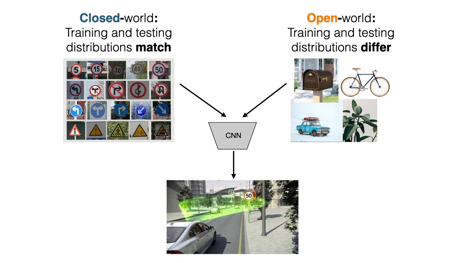In a closed-world setting, it's often assumed that the training and testing distributions match each other. In the open world, a car may encounter objects such as a bicycle that is not in the training categories. Being able to identify OOD examples is important for deploying ML models in safety-critical domains.